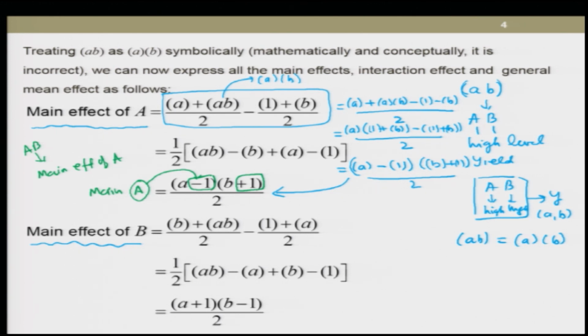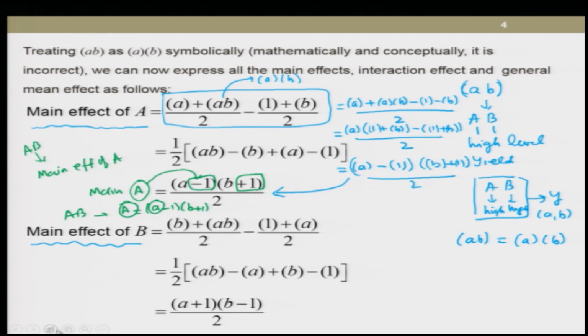So, as a rule of thumb, in case I want to write the main effect of A in a 2 square factorial experiment where there are two factors A and B, then the main effect of A can be written as A minus 1, because this A and this A are common, and whatever other factor B is not present here will appear as a plus 1 sign.